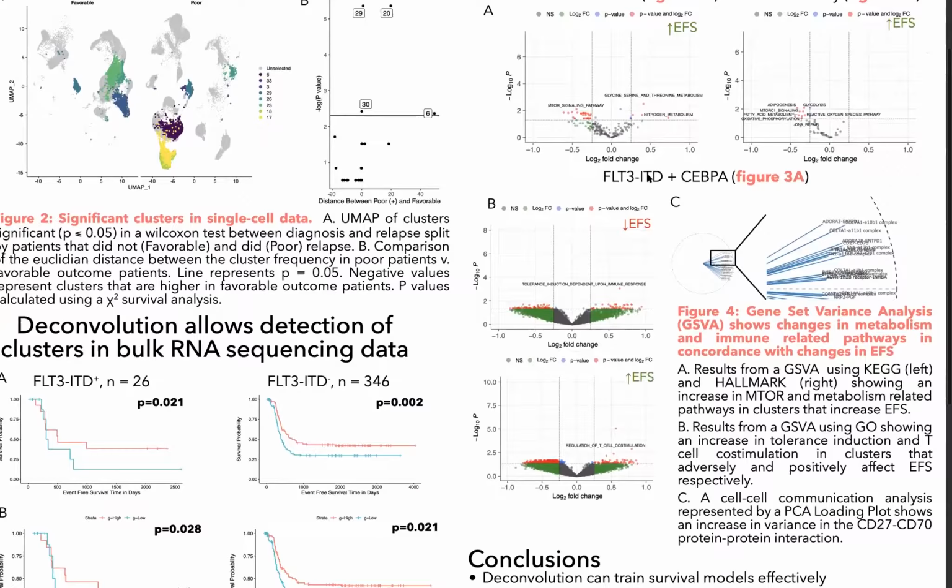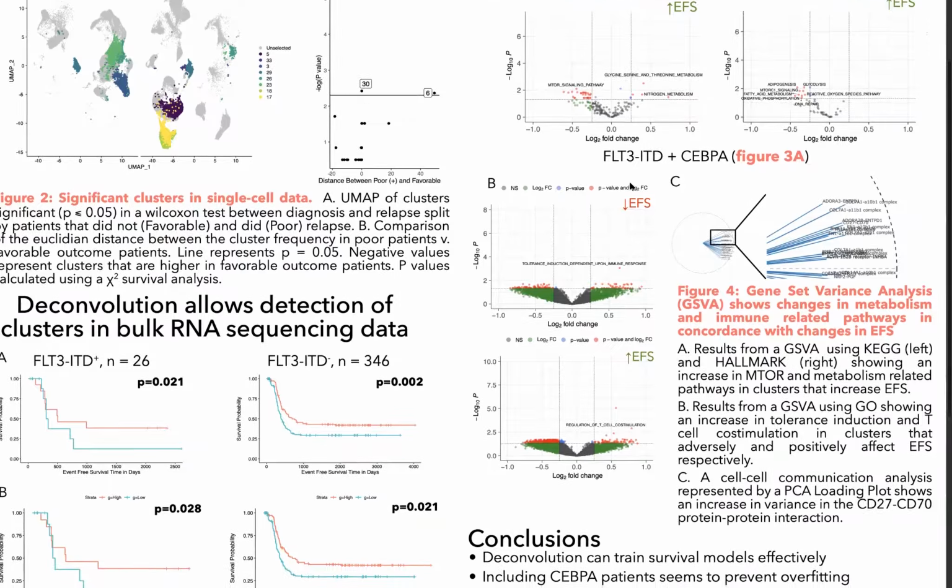Now, circling back and looking at the immune system in the FLT3-ITD plus CEBPA, again the first survival analysis I showed, you can see that in a cluster that decreases event-free survival, we see an increase in tolerance, and the opposite in a cluster that increases event-free survival, where we see positive regulation of T-cell co-stimulation GO terms.